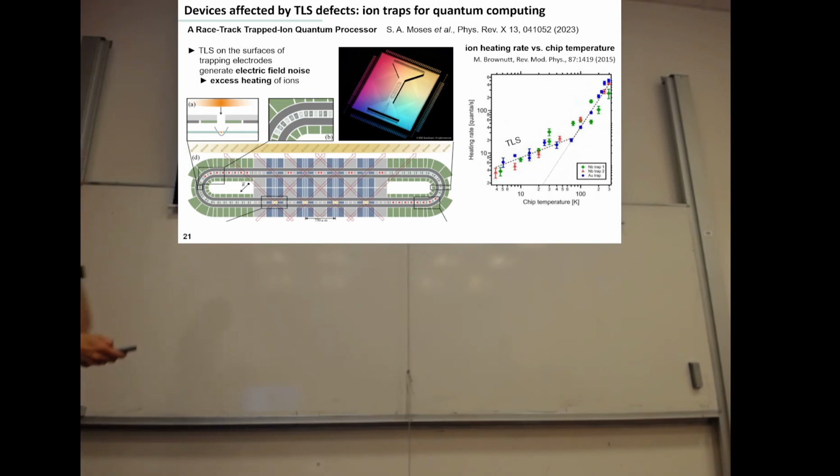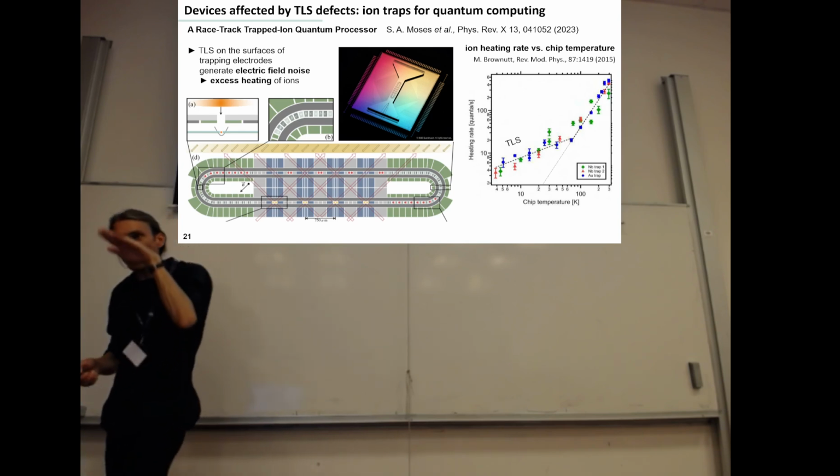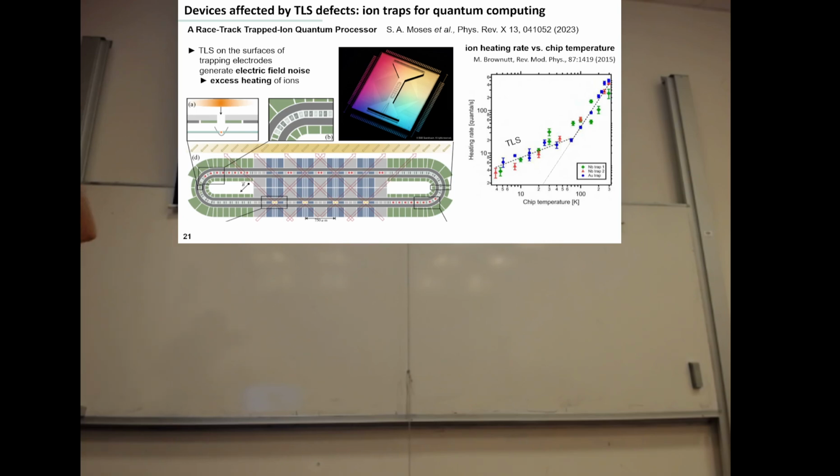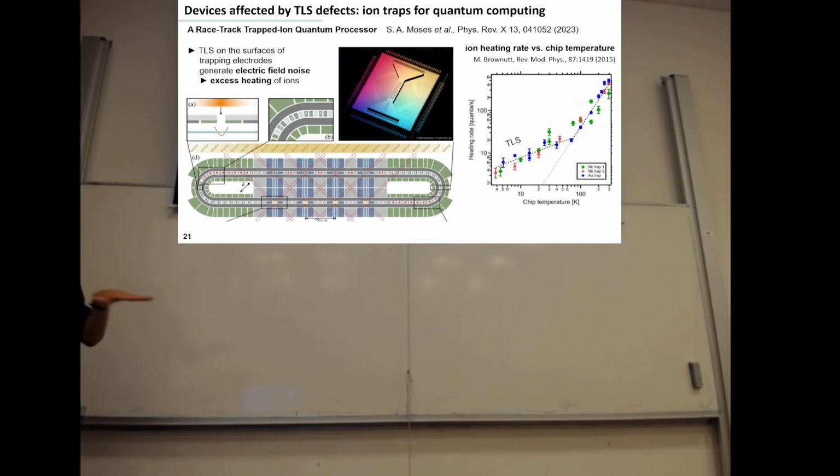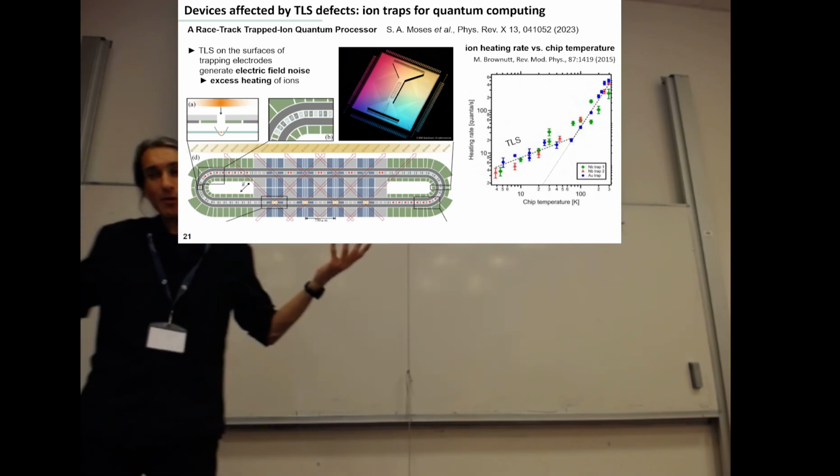However, of course, you have TLS on the surface of these trapping electrodes, because basically all metals that we are using tend to generate some amorphous metal oxide when we expose them to atmosphere.